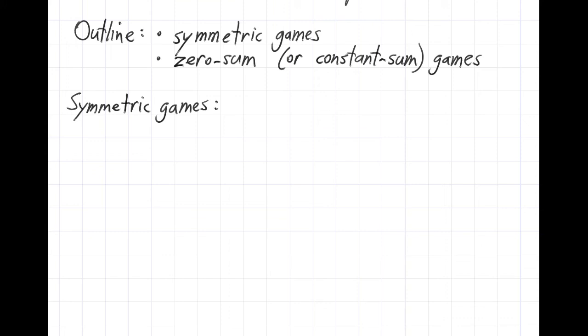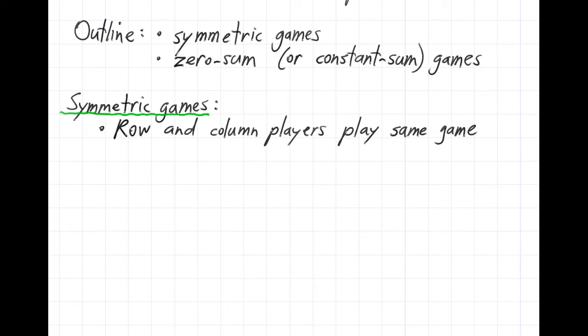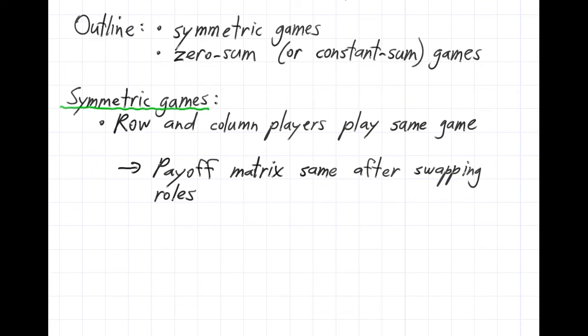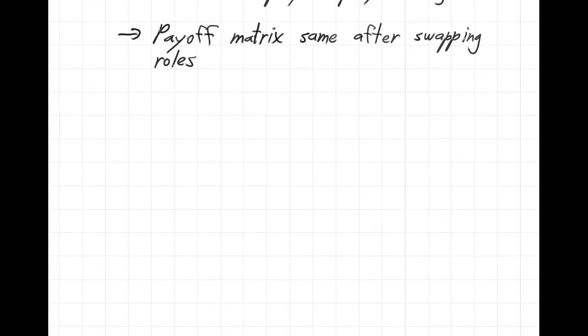This is a term that will come up again and again, so you should get comfortable with it and add it to your glossary. The basic idea behind a symmetric game is that you have two players, a row player and a column player, and they both play the same game. What I mean by that is that their roles are interchangeable. In particular, the payoff matrix is the same after you swap roles. So let's look at an example to see how that works.